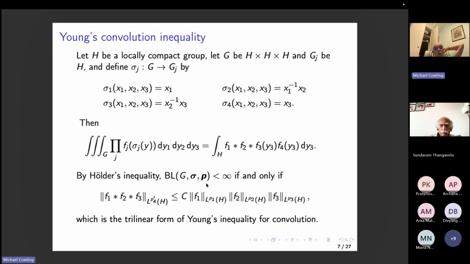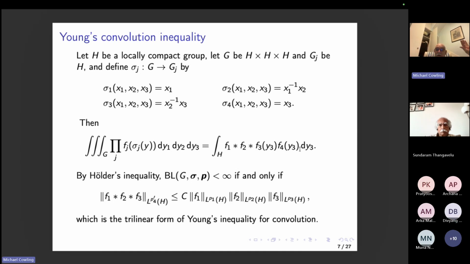there's a Brascamp-Lieb inequality. This is shorthand really for saying if there is a Brascamp-Lieb inequality, then the L^p' norm of the convolution is less than the product of the L^p1 norm of F1, the L^p2 norm of F2, and the L^p3 norm of F3. And this is just the trilinear form of Young's inequality for convolution. So Brascamp-Lieb inequalities encode Young's inequality for convolution.